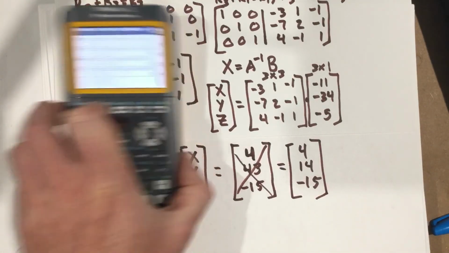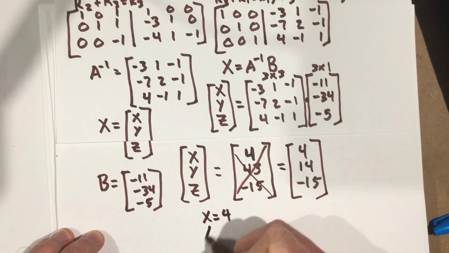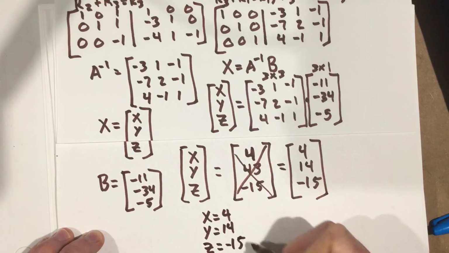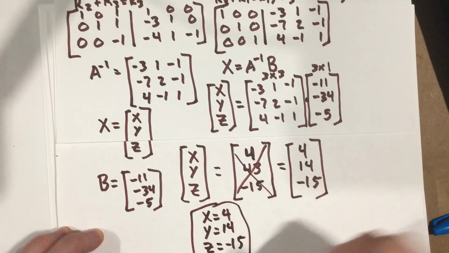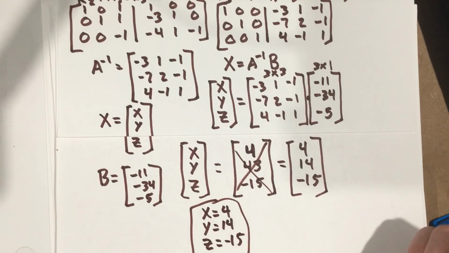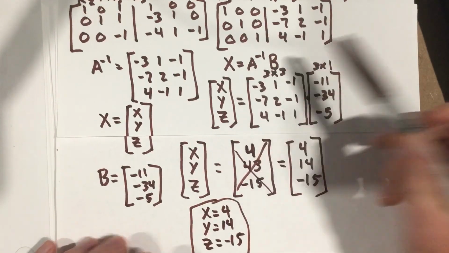So my x value is 4. My y value is 14. And my z value is -15. And how did we get these solutions? Well, we went through and we used, at the very beginning, we used A to find A inverse, and then we used this x equals A inverse B to solve it out.